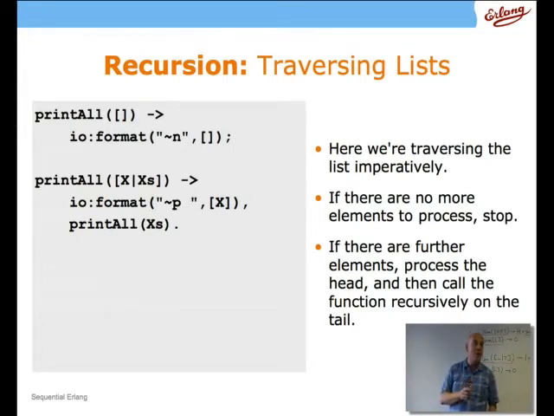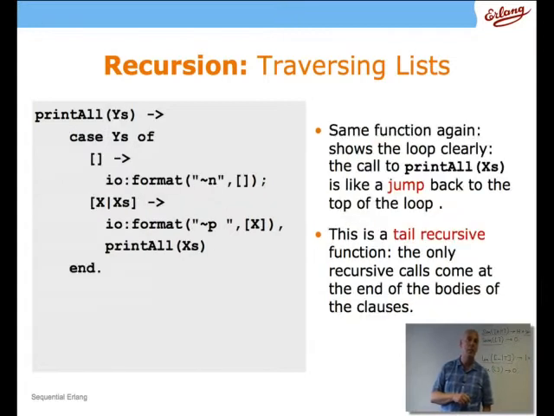So rewriting this again, you can perhaps see even more clearly here. What we've got is this function print all. We do a case switch. Once you go into the function, if it's the same function, I've just rewritten it slightly. If the argument is the empty list, you output the new line. If not, so we've realized we've got a non-empty list, you output the element and then you call print all again. And that's just like a jump back to the start of the loop.